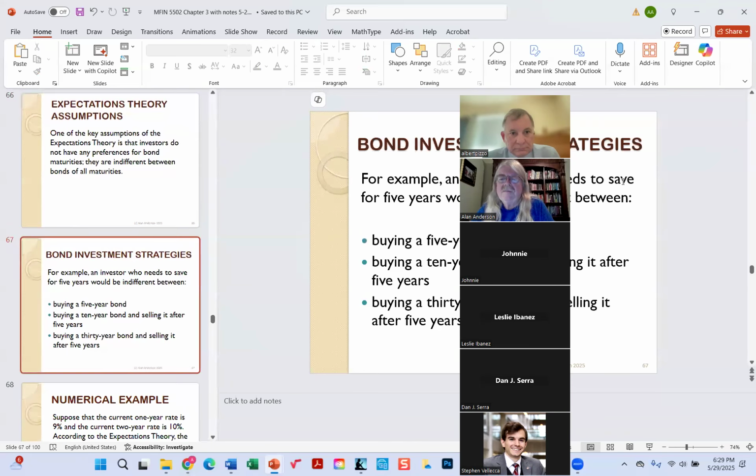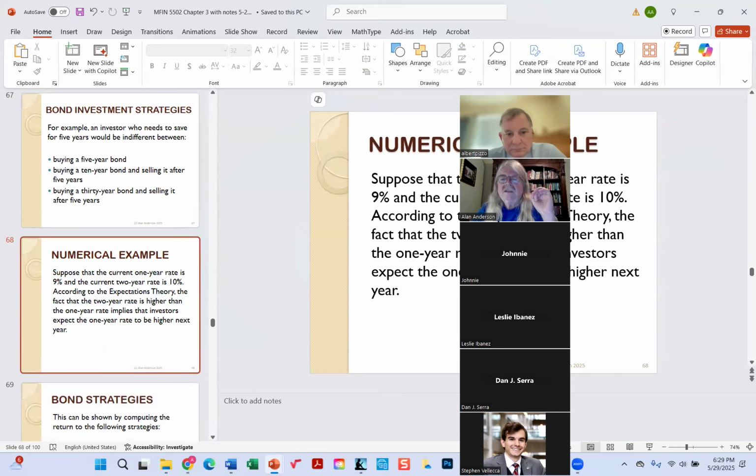So here's an example. An investor, in this case, who needs to save for 5 years would be indifferent between the following 3 strategies: buying a 5-year bond in the first place, buying a 10-year bond and selling it after 5 years, buying a 30-year bond and selling it after five. It makes no difference to this investor. They're going to choose the strategy that they believe maximizes the rate of return. So here's a numerical example of this.